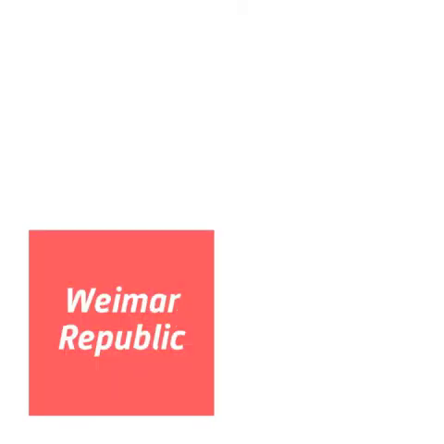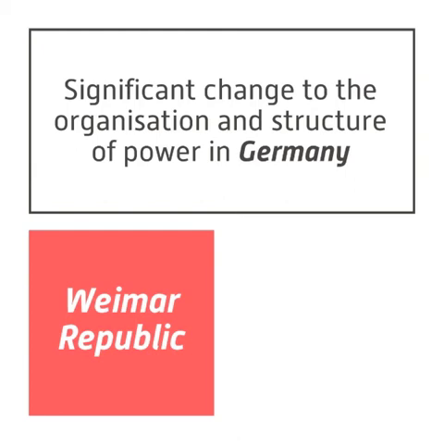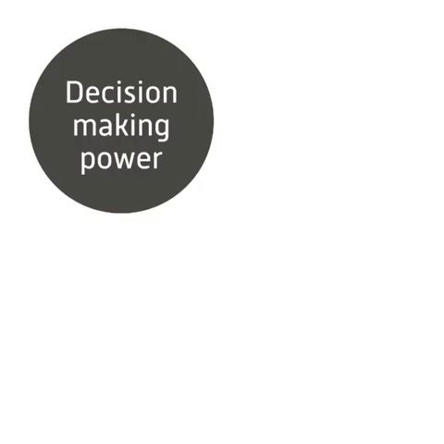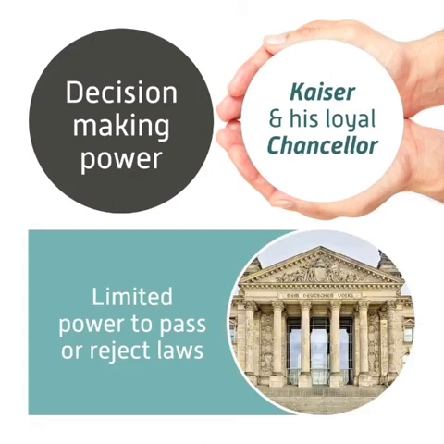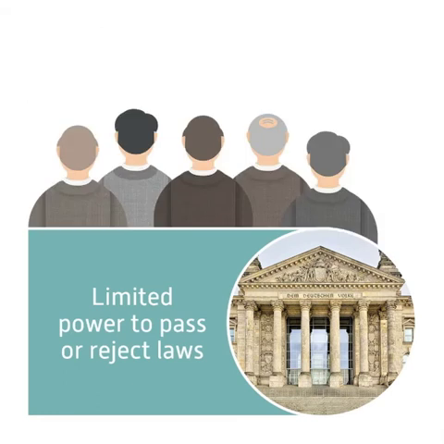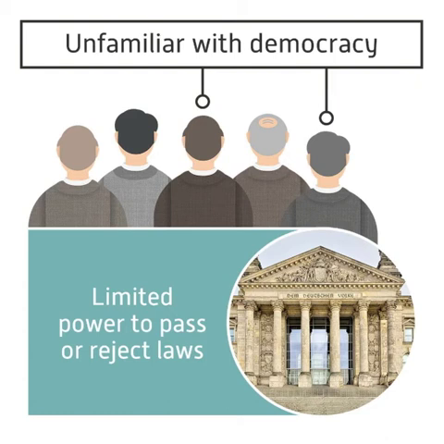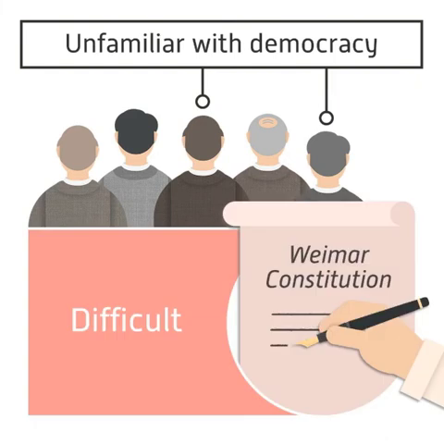The creation of the Weimar Republic marked a significant change to the organization and structure of power in Germany. Previously, the decision-making power was in the hands of the Kaiser and his personally selected loyal Chancellor. The Reichstag had limited power to pass or reject laws. This meant that existing politicians and influential Germans were unfamiliar with democracy. Consequently, the creation of a new constitution was difficult.